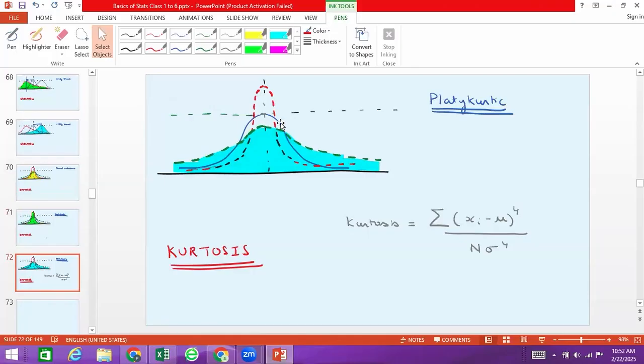Puneet, in this graph, what is the value of n here? N is the number of data points, so it will depend upon each distribution. Let's say in a distribution there are 10,000 data points, the n value will be 10,000. If there are 1 lakh data points, the value of n will be 1 lakh. Okay, got it. Thank you.